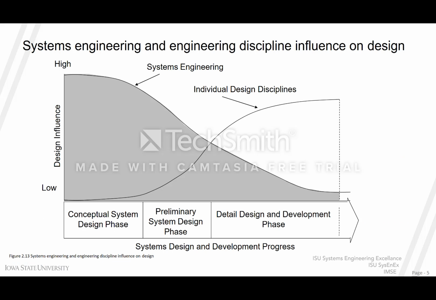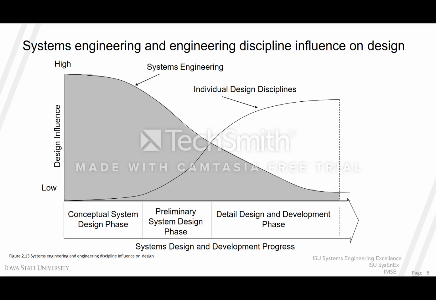Because of how critical that upfront systems work is in the conceptual system design phase, that is where the systems engineering discipline has the most influence and the most ability to make the system successful. Their influence up front is very critical, and the influence of the design disciplines, the subject matter experts and sub-engineers working on subcomponents, is not nearly as great in the conceptual stage because they're still learning and haven't defined what it is that they're going to be.